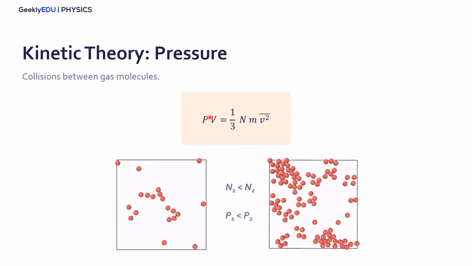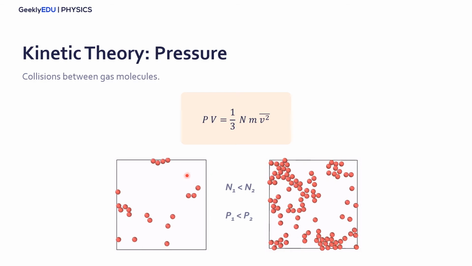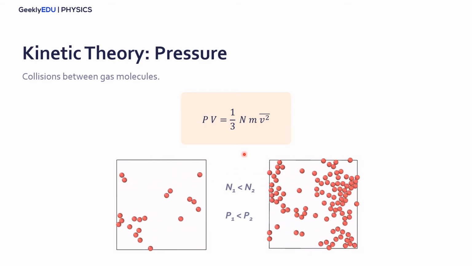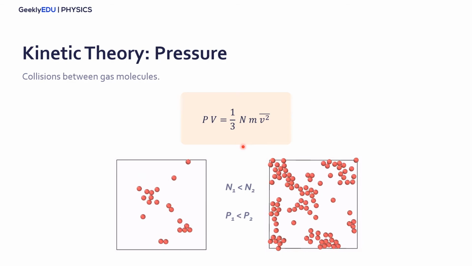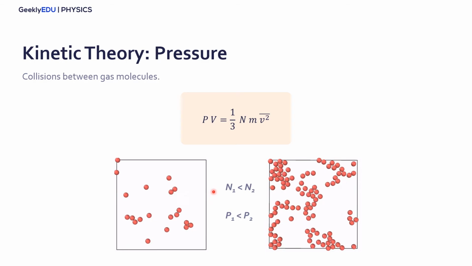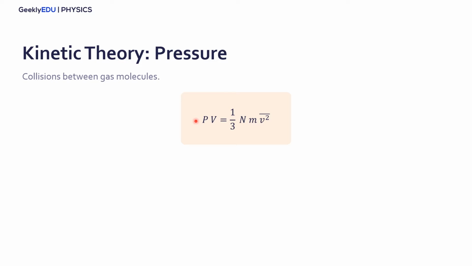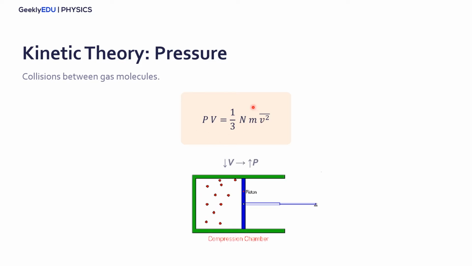If we have a fixed volume and a fixed mass, we're dealing with the same molecules here. If we increase the number of molecules for a fixed volume, we're also increasing the pressure of the system. Another thing is that for a fixed number of molecules of the same mass, if we decrease the volume, we're actually increasing the pressure of the system.